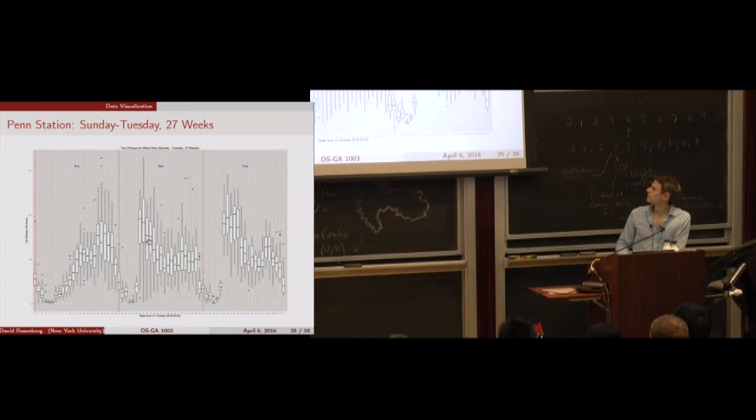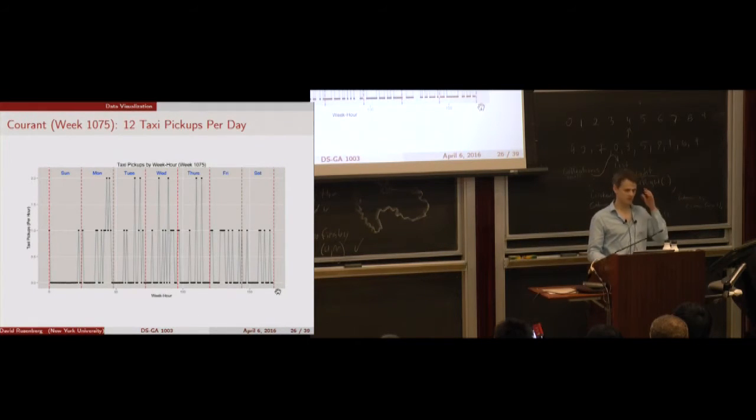So that's all part of the distribution. OK. Here's another place. This is Courant. This is a single week. And you can see that most hours have 0 pickups. Sometimes there's 2. It's very discrete. We get up to a maximum of 2 pickups in an hour for this particular week.